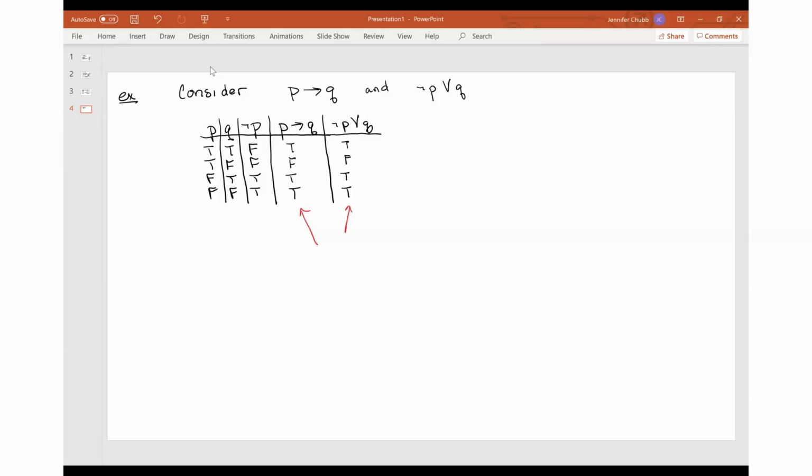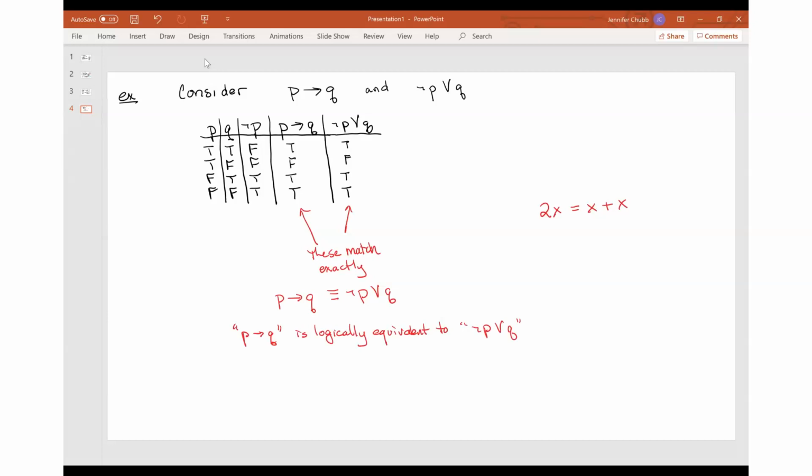And so I can see that these 2 columns match exactly. All right, so that means that if you plug in the same values for P and Q in either one of these statements, you're going to get the same truth value when you evaluate that compound statement. We have notation for this. Instead of a regular equal sign, we would write that triple equal sign like we did for contradictions and tautologies. And the way that we read this is that P implies Q is logically equivalent to not P or Q.